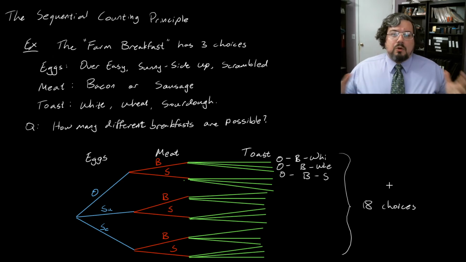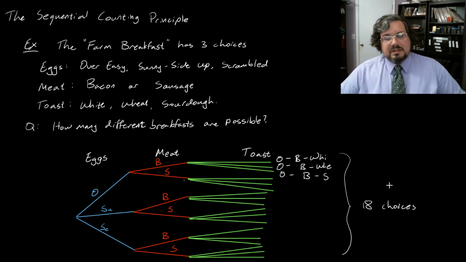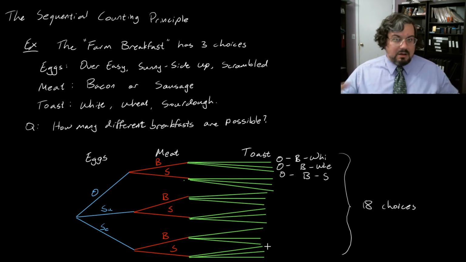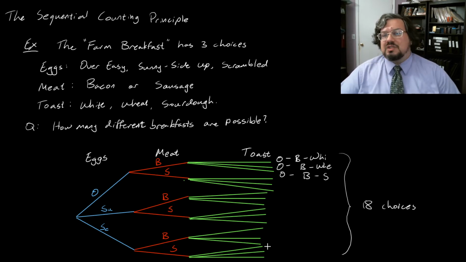But we, of course, want a more systematic way of doing this. We don't want to have to count up the number of leaves we get on these trees every time we make a decision, especially if we start considering possibilities where we have lots of decisions to make or lots of choices that we could have, lots of options that we could choose from at each stage.